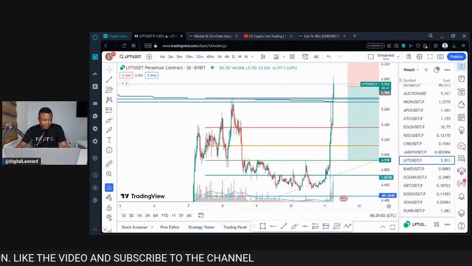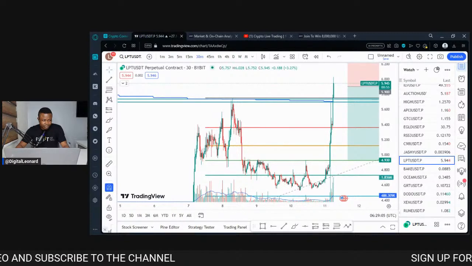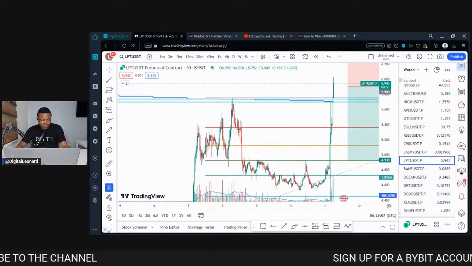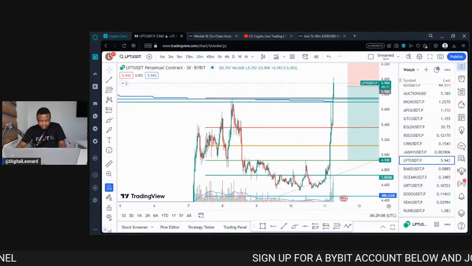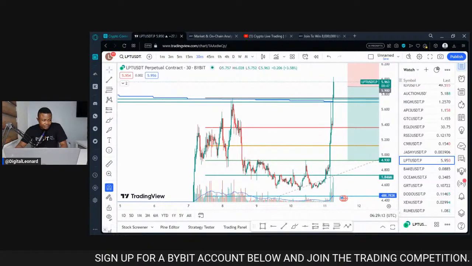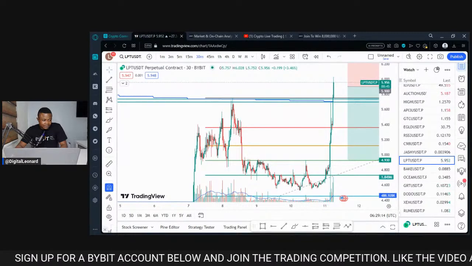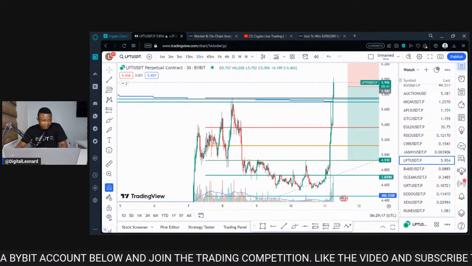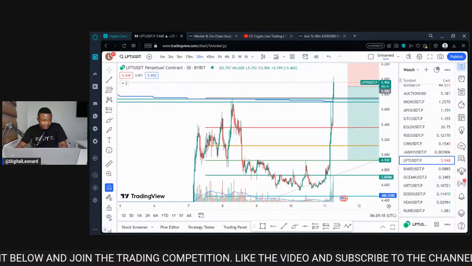It's the short trade for me, guys. I'll just hold on to it until it comes to 5.7 or even down to $5. Let's see how that goes. All right. So yes, you can still enter LPT right now.